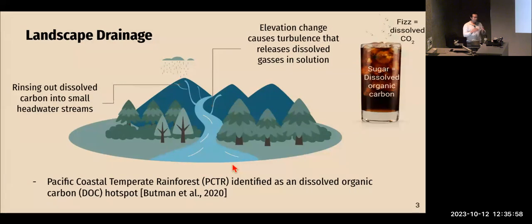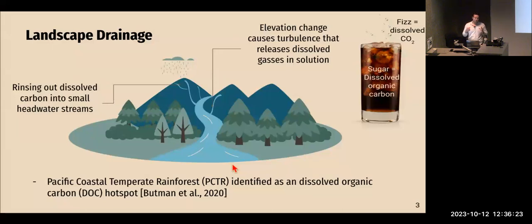During this long period of rain, as we all know, when the rain comes, it never stops. And the dissolved organic carbon is being continuously flushed into the stream. Because of this process, the Pacific coastal temperate rainforest is identified as a dissolved organic carbon hotspot. And the high concentration of DOC also has water treatment implications, since it needs to be filtered out before the water is safe to drink. We'll talk about that further in the discussions.